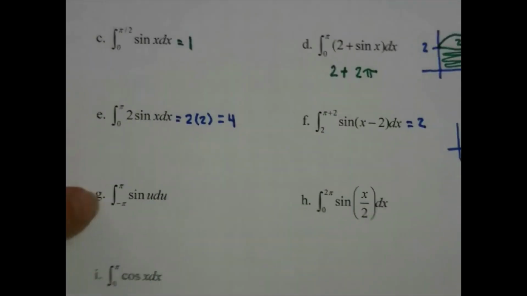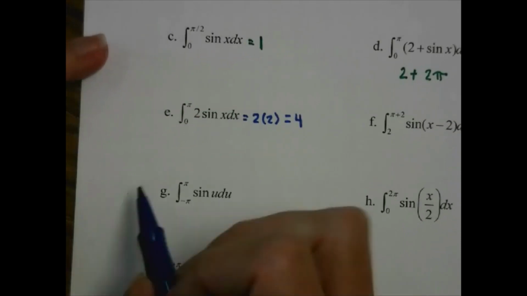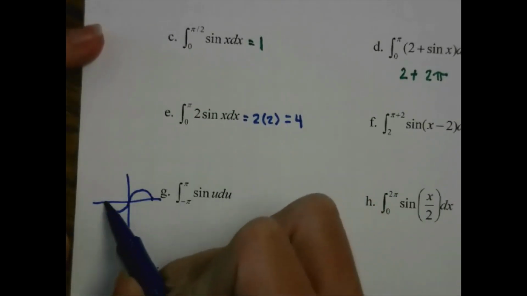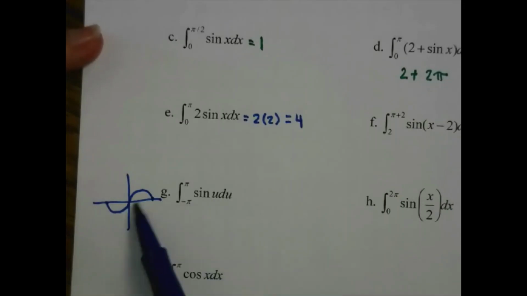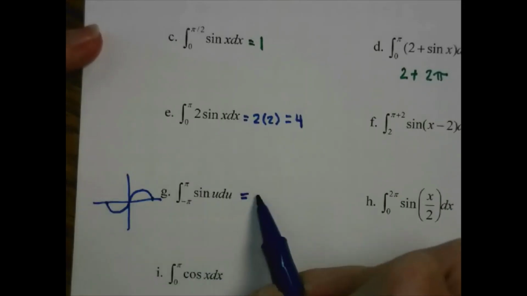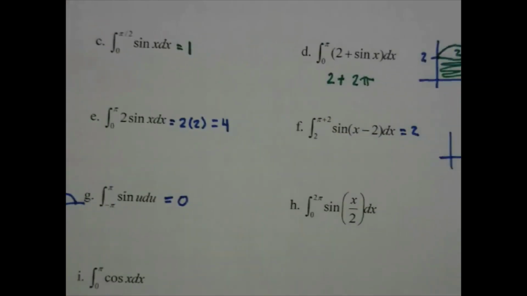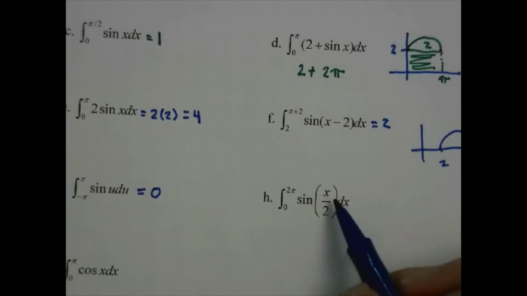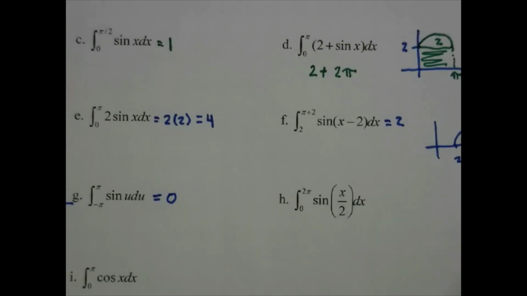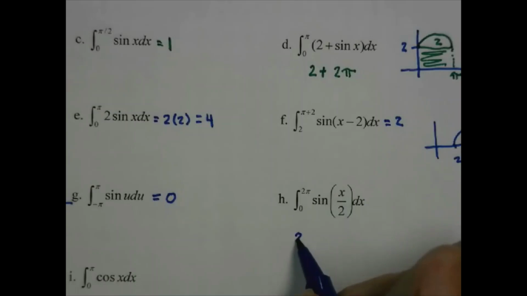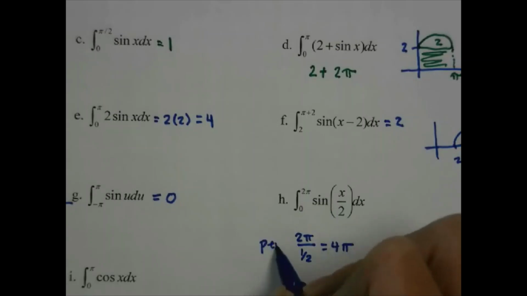From -pi to pi, so from negative pi to pi is going to look like this. So that area is going to be 0. Okay, this one, x over 2. So you have to think back to pre-calc. The period of this is going to be 2 pi divided by 1/2, which is 4 pi.